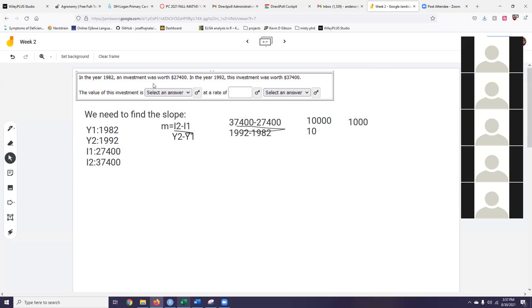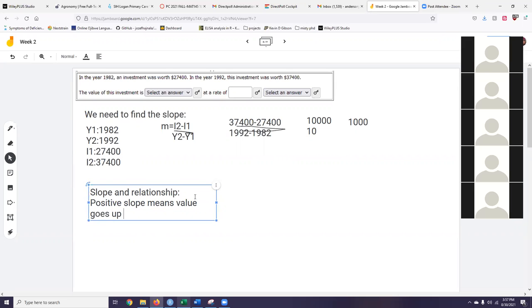Of note, when you start looking at investments, you want to see how much you've either increased or decreased. So on this, slope and relationships. We have something called relationships with slopes. Positive slope means value goes up over time. Usually you want to have a positive slope when you deal with money, especially your own. Negative slope means value goes down over time.